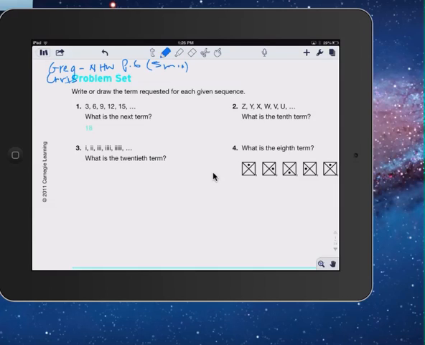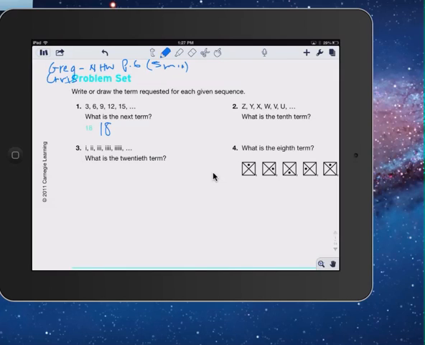Let's look at number 1. What was the answer? What's your name? Diane. What was your answer? 18. Why 18? How do we know? It's going up by 3, so the next number is 18. That's the sequence.